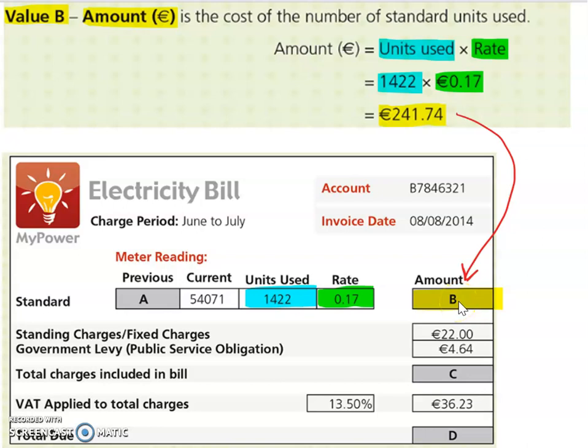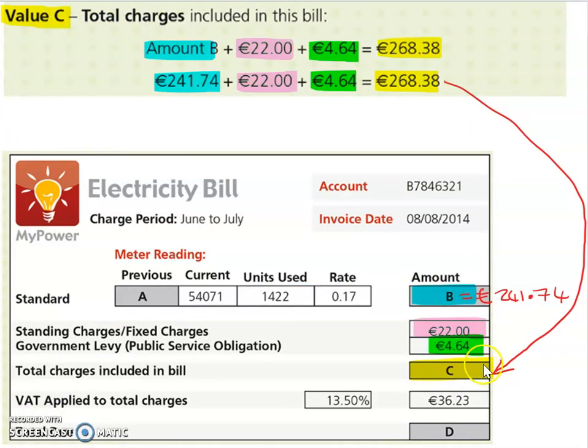So 241.74. So again, I suggest that you draw in your amounts as you go along. So again, 1,422 multiplied by 0.17 gives us €241.74. So that's the amount for B.